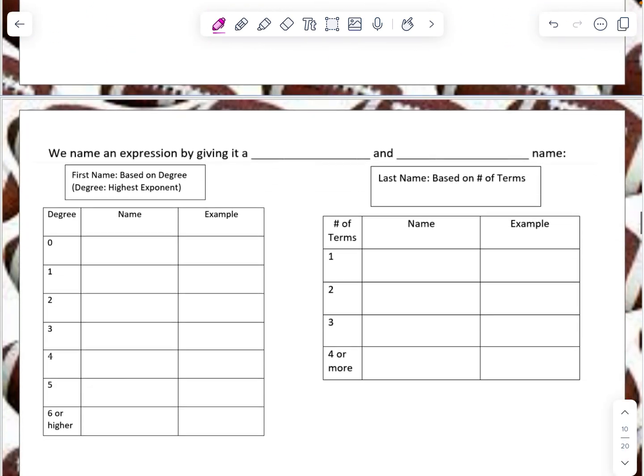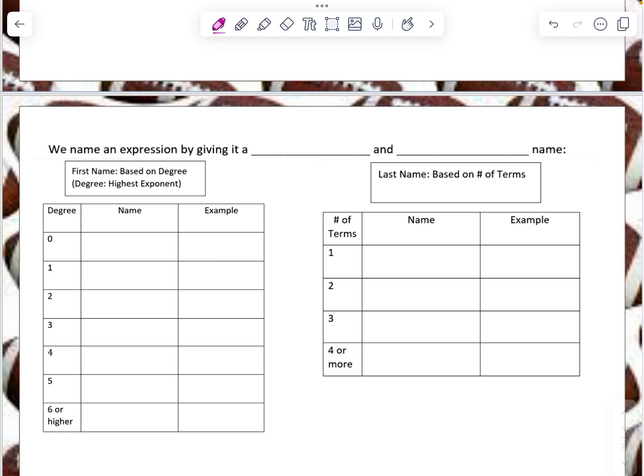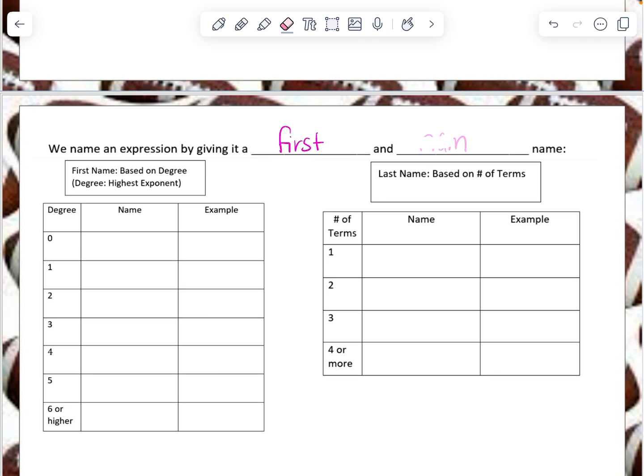All right. When we're naming polynomials, we give an expression a name by its first name. So kind of like us, we have a first name and a last name. That's how polynomials are also named, first name and last name. So the first name is based on the degree. The degree means the highest exponent. So when we're looking at a polynomial, we're looking for the highest exponent. That's the degree of the polynomial.